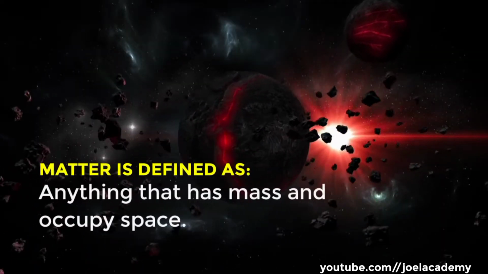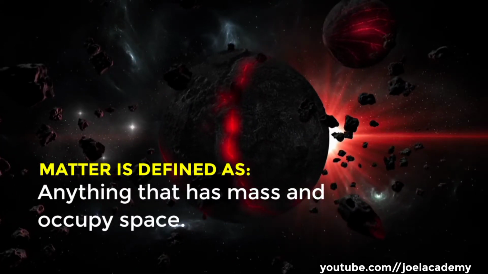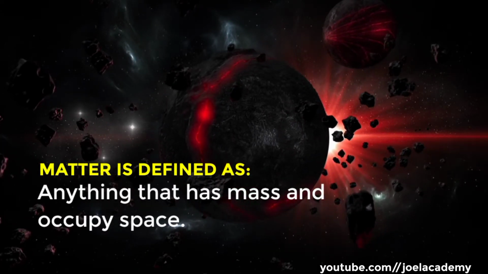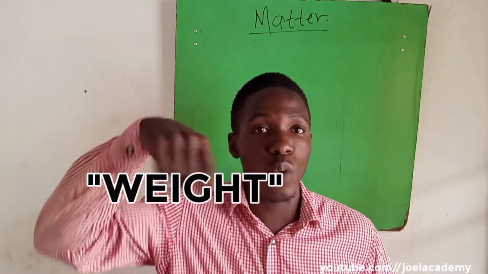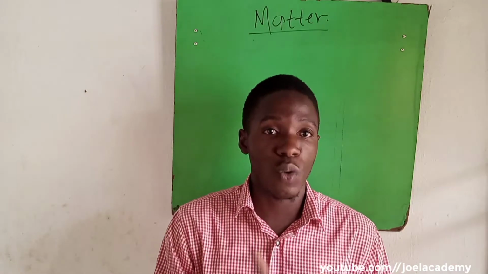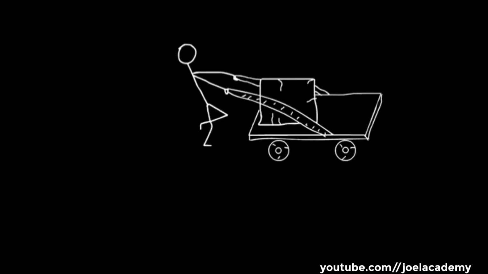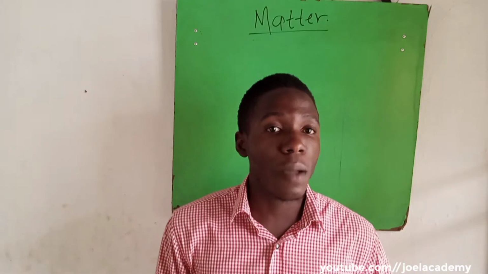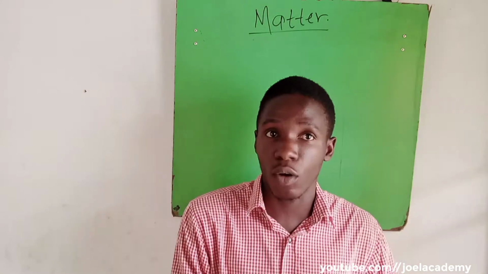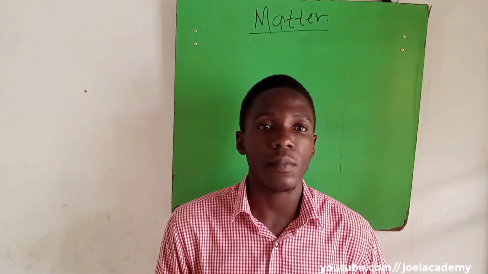But then matter is defined as anything that has mass and occupies space. I know before now you might have been defining matter as anything that has weight and occupies space, but that will not be so right because of the word weight in it. Whether a body feels its weight or not, whether a body is in space or on Earth, whether it's weightless or not, a body still possesses its mass. So therefore we define matter as anything that has mass and occupies space.